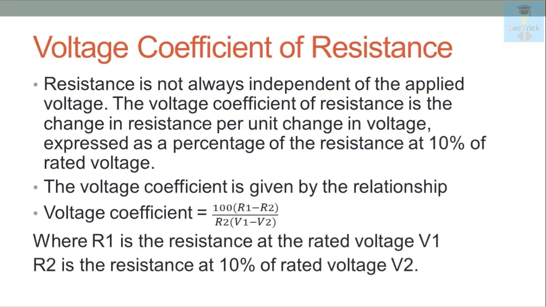And this is the voltage coefficient of resistance. That means resistance is also not always independent of applied voltage. The voltage coefficient of resistance is the change in resistance per unit change in voltage. When the voltage changes, resistance also will vary. The voltage coefficient is given by the relationship: voltage coefficient equals 100 into R1 minus R2 divided by R2 into V1 minus V2, where R1 is the resistance at the rated voltage V1, and R2 is the resistance at 10% of rated voltage V2. By using this formula, you can calculate the voltage coefficient of resistance.